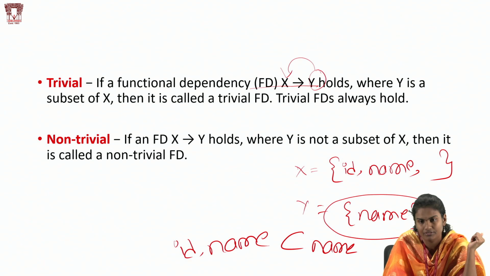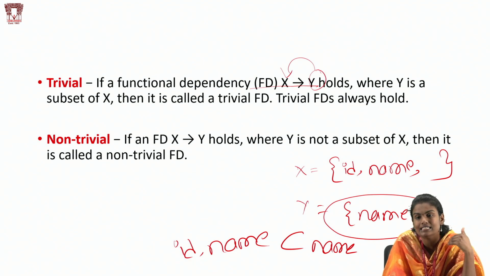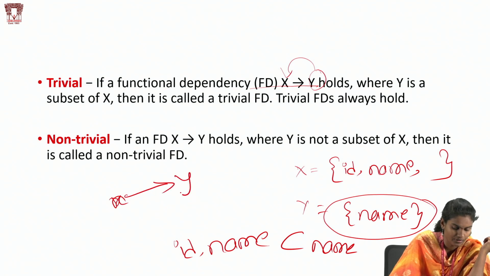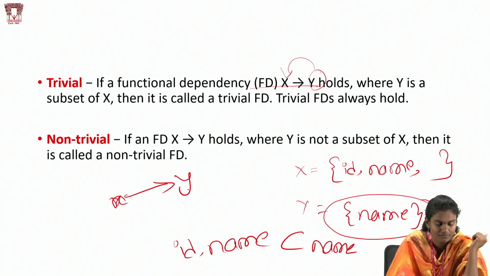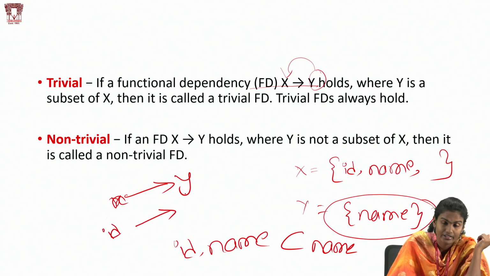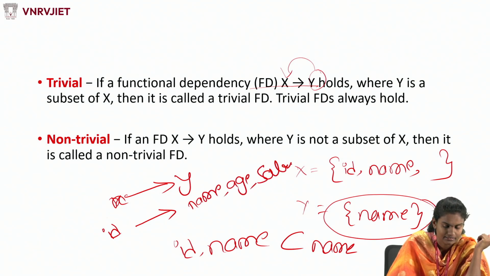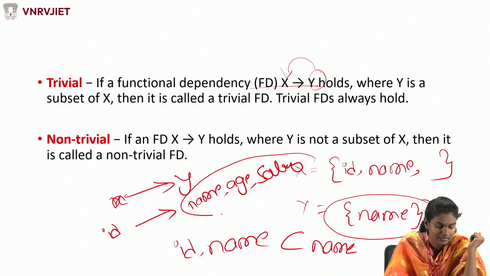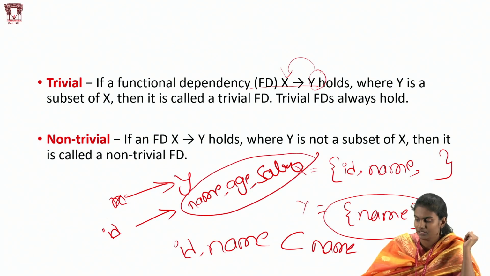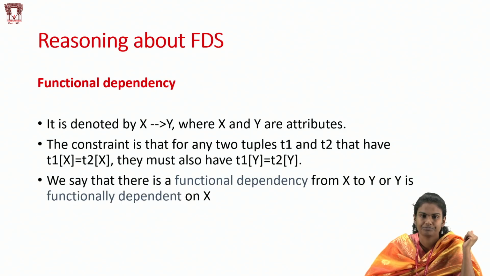Coming to non-trivial functional dependency, it means where Y is not a subset of X. Here, if you write X tends to Y, X is the determinant, Y is the dependent. Here it is only ID, but the dependents are more: name, age, salary, something like this. Where the dependent attributes are more than this determinant, it is called a non-trivial functional dependency.